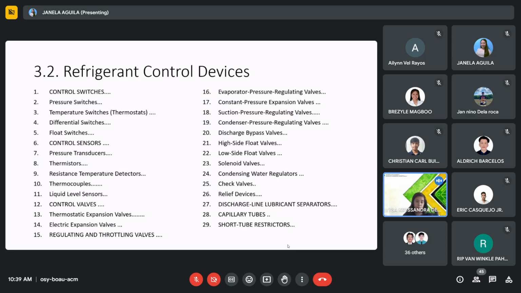Then, ang short tube restrictors naman po is somewhat similar din po sa capillary tubes and other devices naman po under relief devices. Yun lang po.